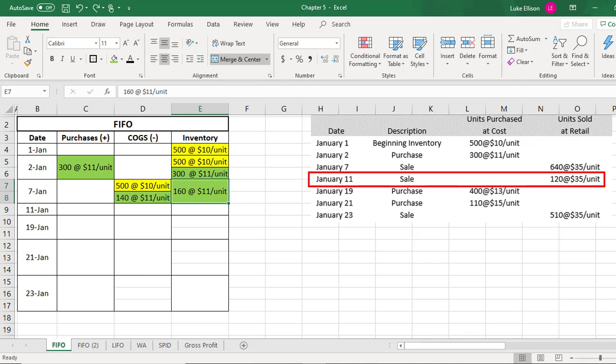On January 11th, we sold 120 more units. Since we made a sale, we will be using the cost of goods sold column. Now this one is a bit easier than the last one, since there is only one layer of inventory to choose from, the green units. So we grab the 120 units and put them in the cost of goods sold column.